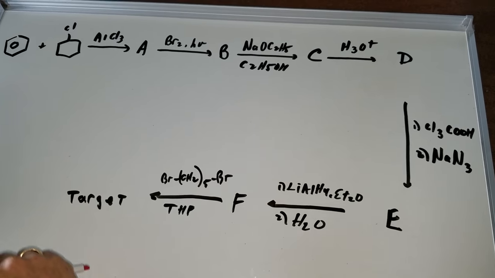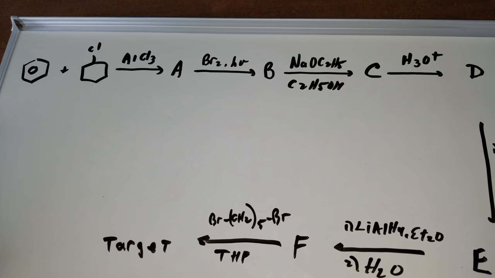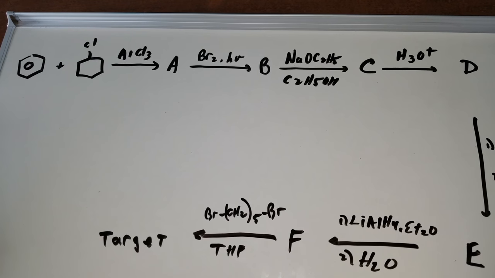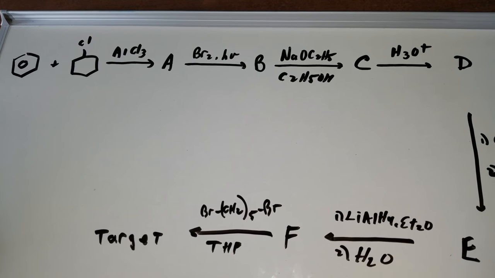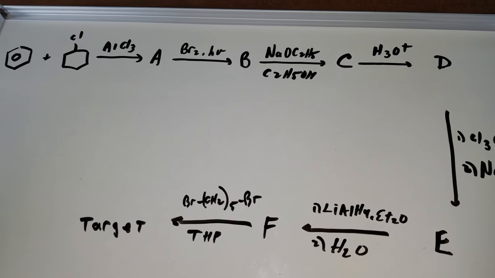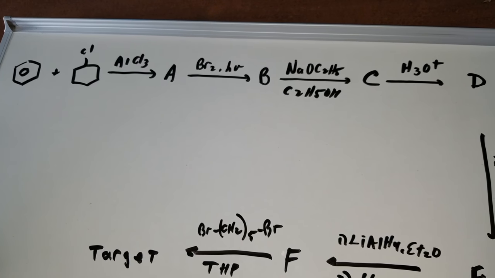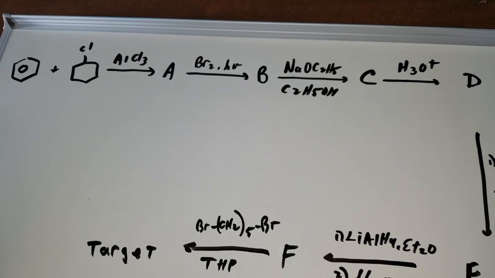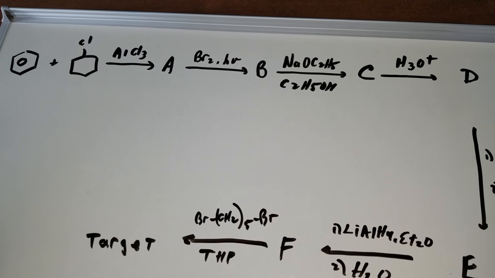What we're going to do in the first step is a Friedel-Crafts alkylation using an aluminum chloride Lewis acid catalyst. Then from A to B, I'm going to do a side chain halogenation where I'm going to introduce a bromine onto the molecule. Then from B to C, I'm going to do an elimination and install a double bond. Then I'm going to hydrate and put an alcohol group on the molecule.